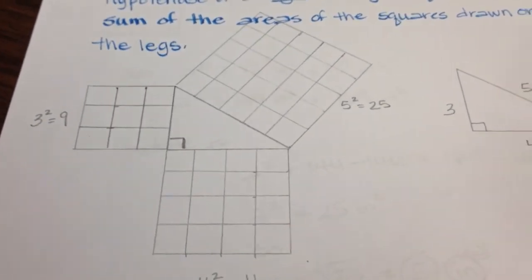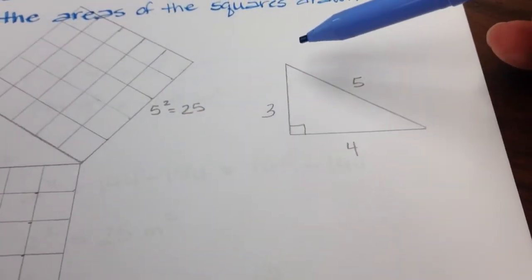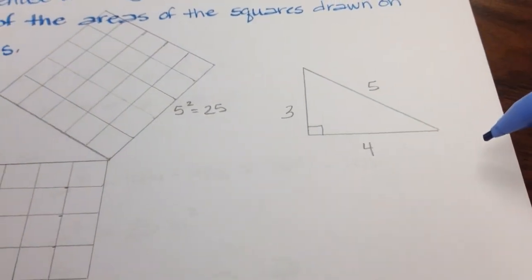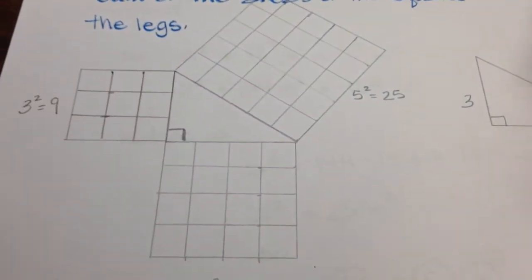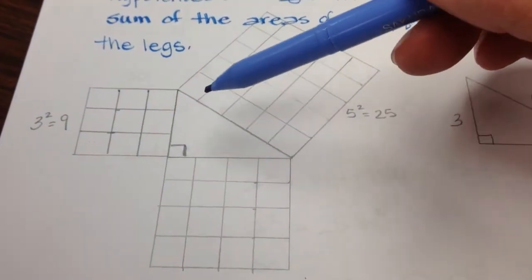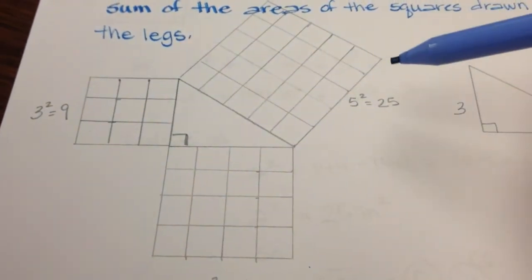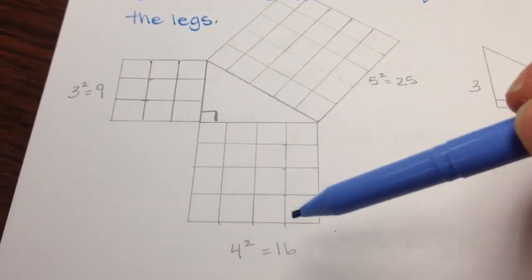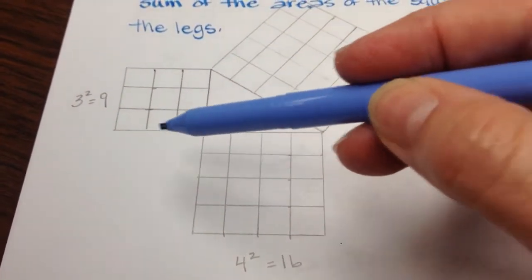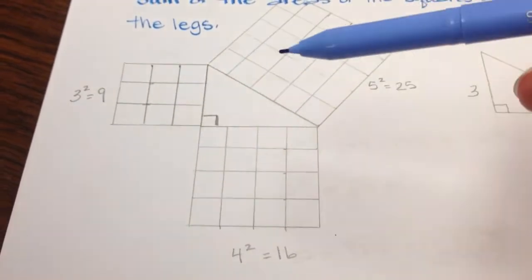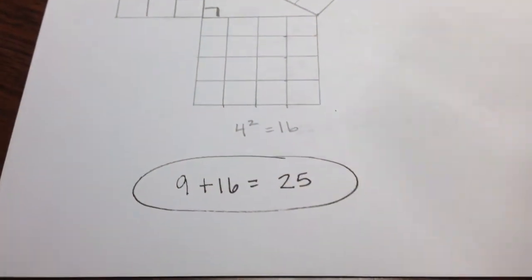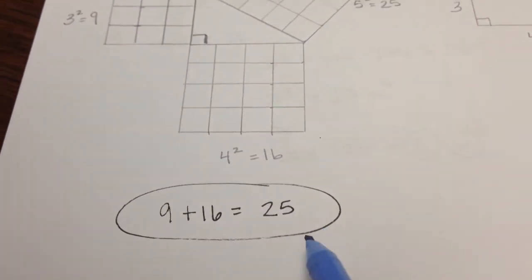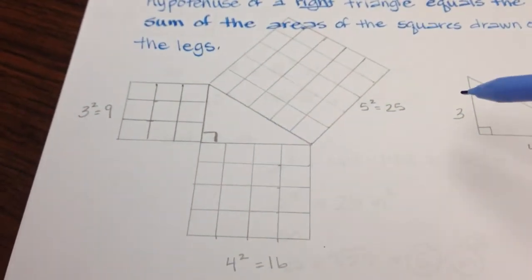So here we go. I drew a triangle that was 3 centimeters by 4 centimeters, and the hypotenuse is 5 centimeters. So let's see what they mean. If I draw a perfect square, 5 by 5, that's 25, correct? If I draw a perfect square here, 4 by 4, that's 16. If I draw a perfect square here, that's 3 by 3, which is 9. Guess what? 9 plus 16 equals 25. So they're telling us the truth.